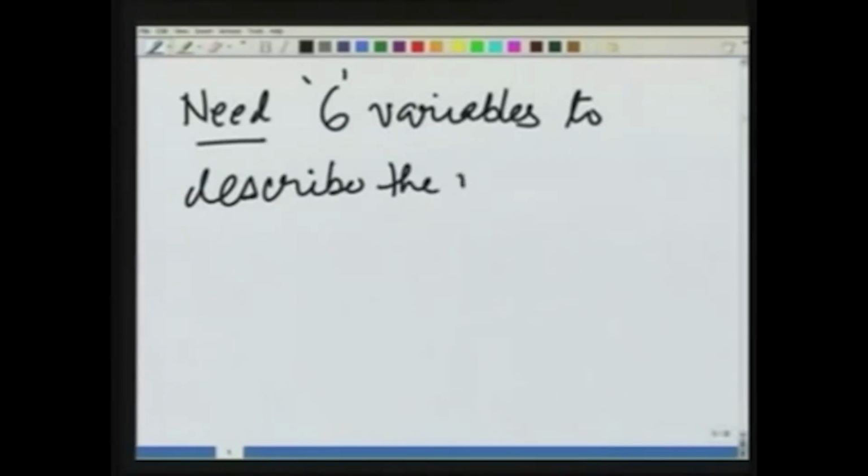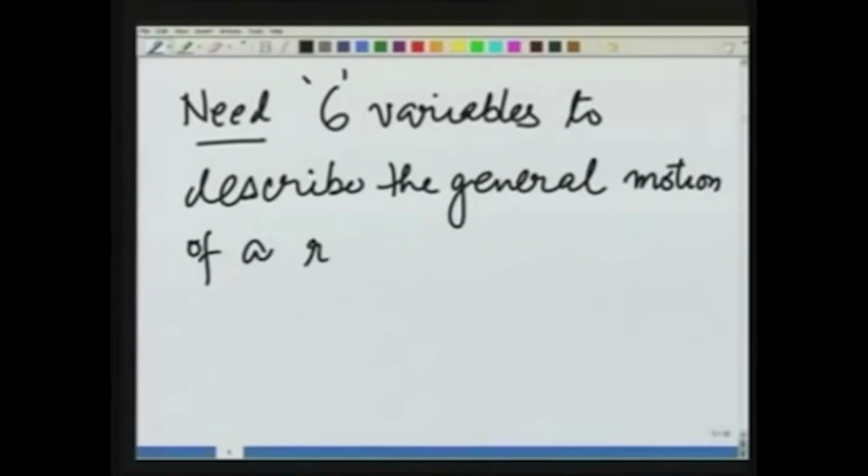the general motion of a rigid body. You may ask, why 6 only? In a rigid body there could be 10 particles, 15 particles, 10 raised to 23 particles. Why only 6? That comes because there is a big constraint we are working with. The constraint is no matter how many particles, the distance between two particles will always remain fixed, and that constraint reduces the number of variables that I need to describe the motion of a rigid body to 6.